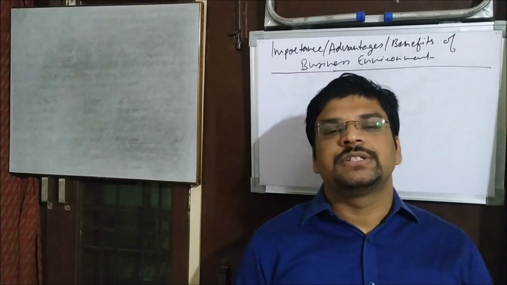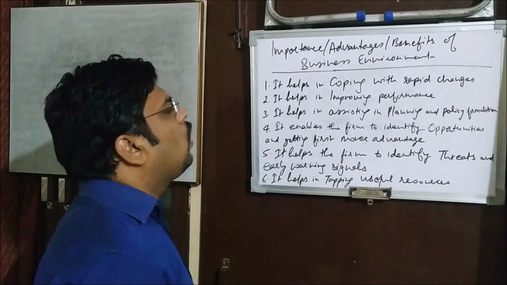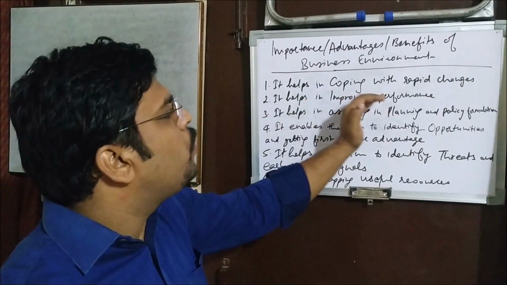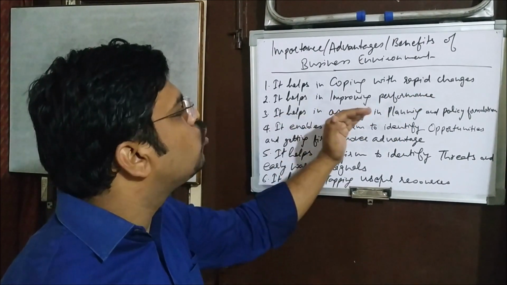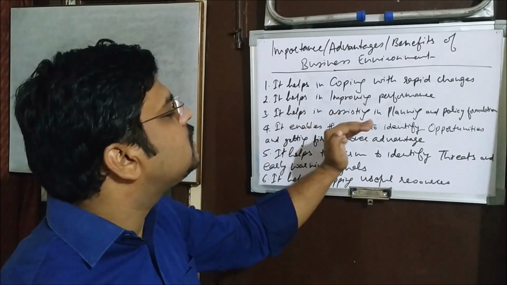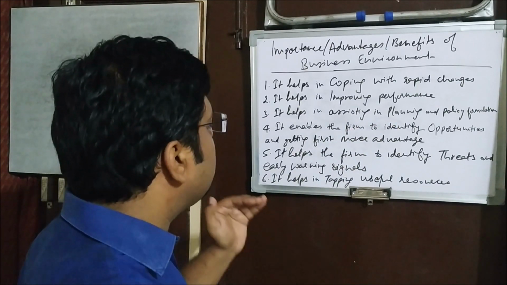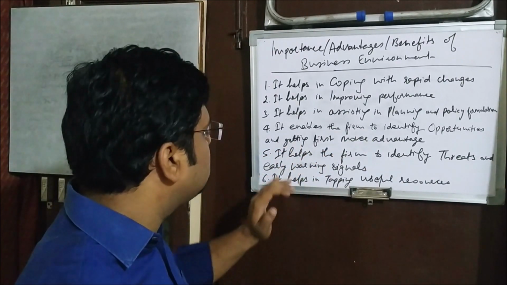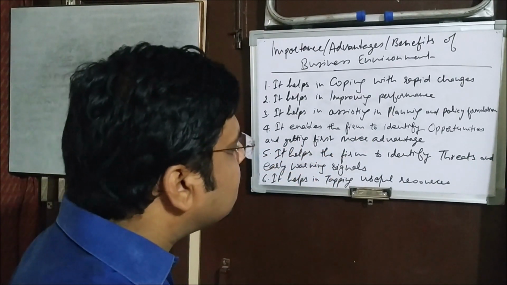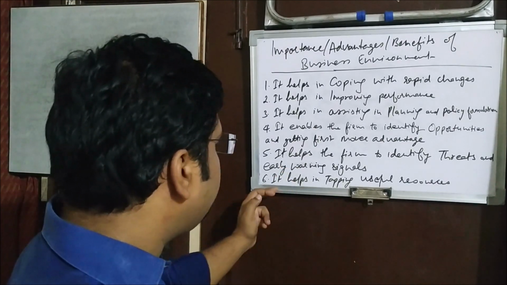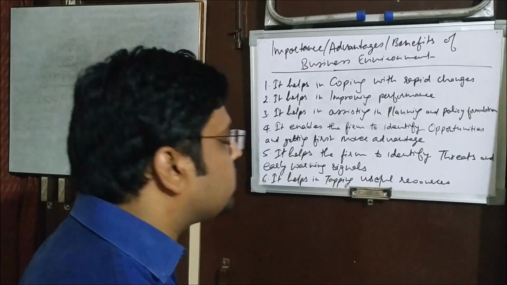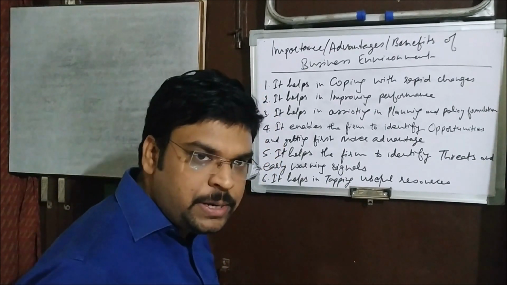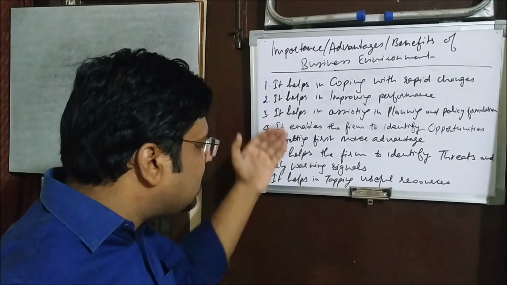All right, so let's have a discussion about it. These all are the points of importance of business environment. Let's read them. It helps in coping with rapid changes, it helps in improving performance, it helps in assisting in planning and policy formulation, it enables the firm to identify opportunities and get first mover advantage, it helps the firm to identify threats and early warning signals, it helps in tapping useful resources. So these are the 6 points of importance of business environment.